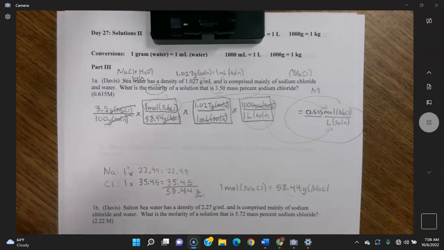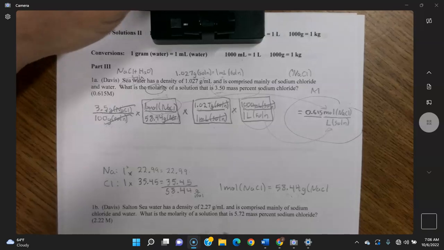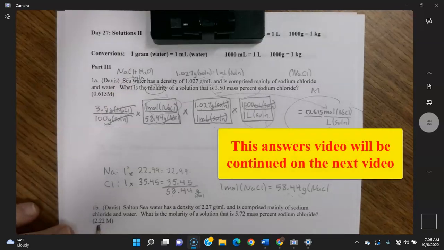So what I want you to do is do the B problem, which is identical to this, except the numbers have been changed. I do give you the answer there. I'm pretty sure that's the correct answer. So go ahead and do that one on your own.